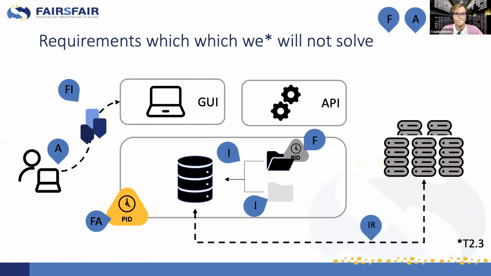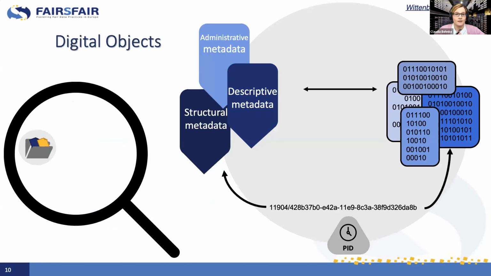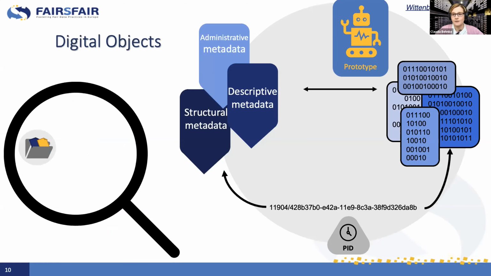As I said, there are many, many more, and unfortunately, task 2.3 cannot solve them, or not all of them. So we want to focus on one very special problem. Here again, you have the digital object like you saw before, and what task 2.3 wants to do is build a prototype. This prototype will be based on the FAIR data point, and we try to incorporate then the DCAT version 2, so the data catalog vocabulary from the W3C recommendations.